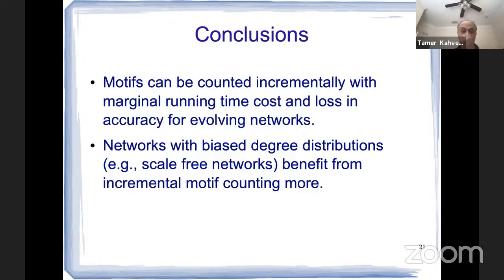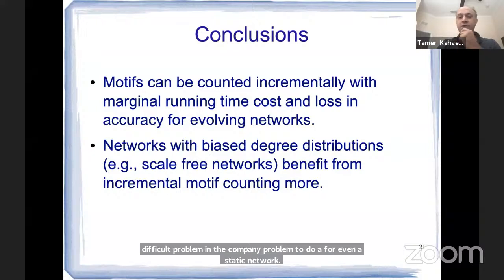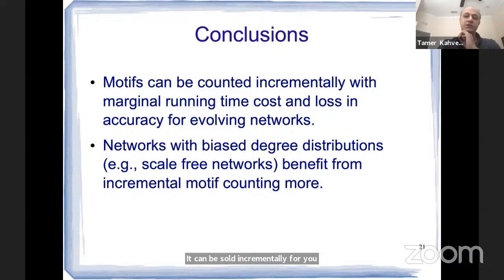So in conclusion, we show that the motif counting problem, which is a very difficult, NP-complete problem to do only for even a static network, can be solved incrementally for evolving networks with very, very negligible cost and very high accuracy.